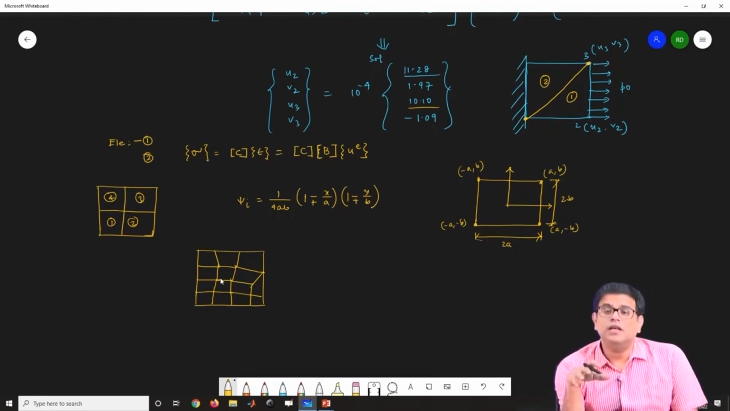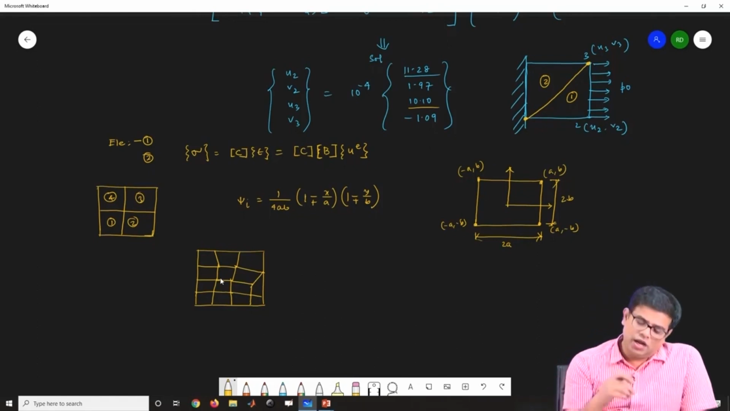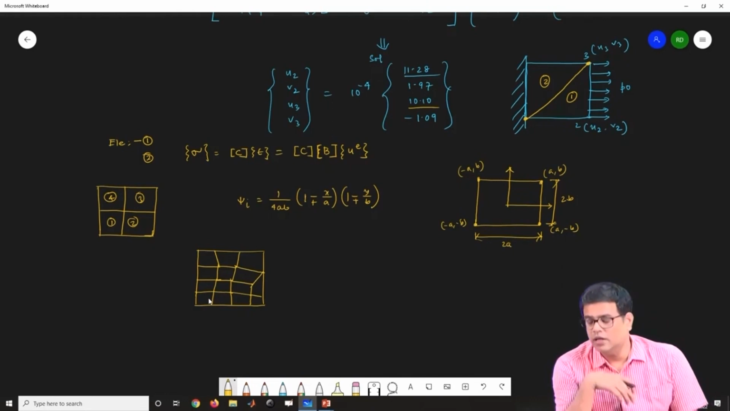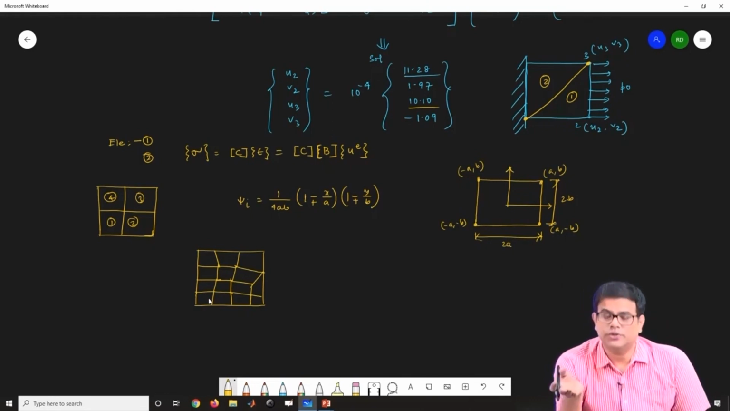My objective for this lecture was just to show a problem which you can do by hand. But naturally, for this kind of problem with a very large number of elements, we cannot do it by hand. For that we need computers to solve those problems.